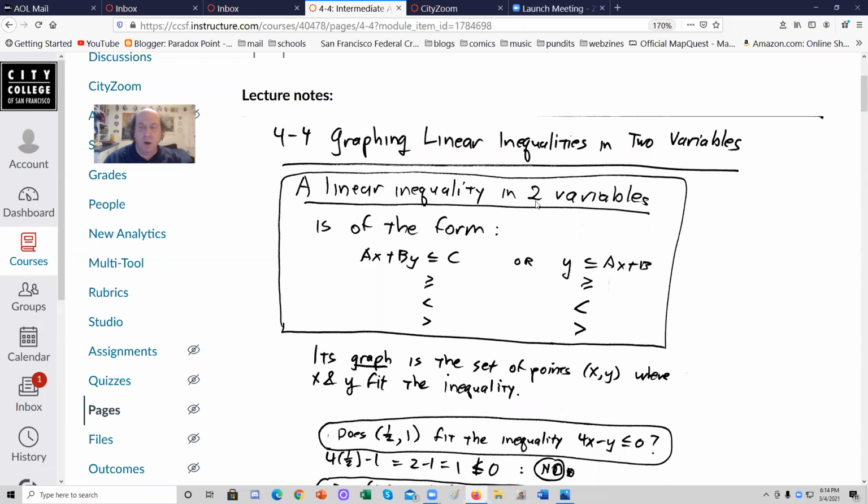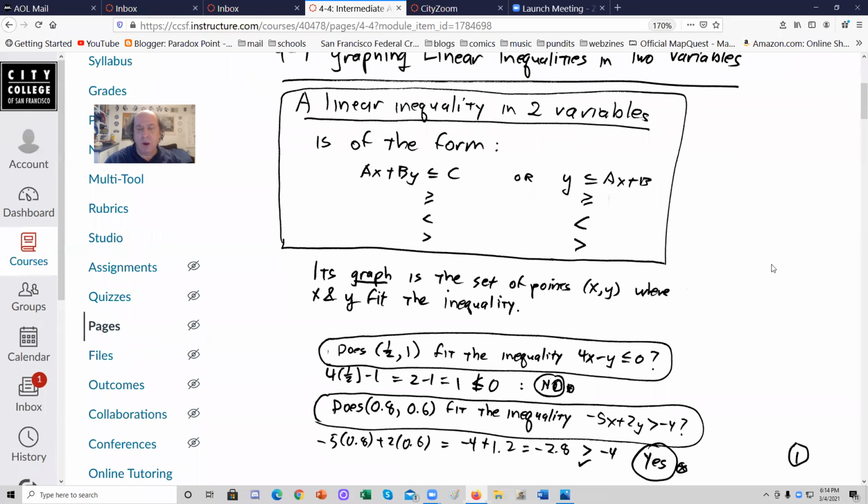A linear inequality in two variables is of one of these 8 forms: Ax plus By less than or equal to C, or greater than or equal, or less than, or greater than, or more or less equivalent, y less than or equal to Ax plus B, or greater than or equal, or less than or greater than. Its graph is a set of points where x and y fit the inequalities.